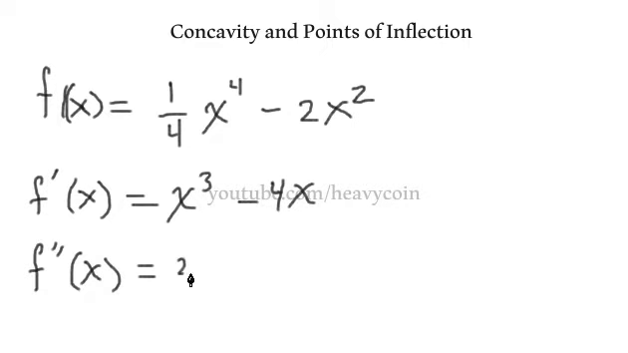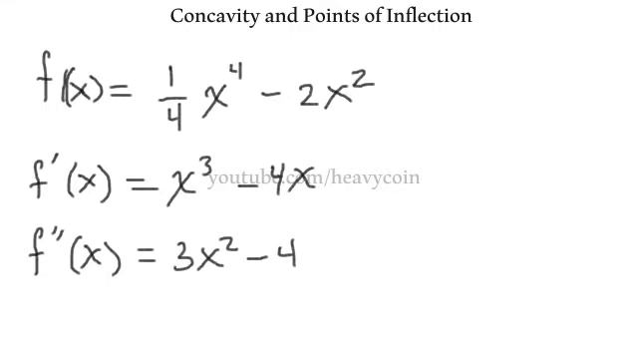At least most of the time it will. Sometimes we can't do that, though. Use the second derivative, and we have to go back to the first derivative, but I don't know if we'll talk about that or not. But anyway, let's see, that's a 2 there, and then minus 4.